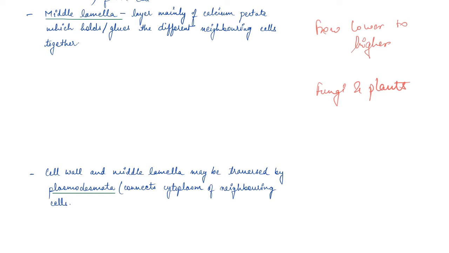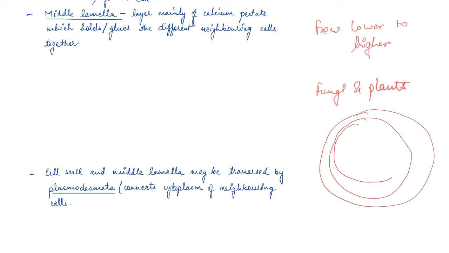Now, basically, the cell wall and the middle lamellae may be traversed by plasmodesmata, which connect the cytoplasm of neighboring cells. So, if you remember, while we saw the diagram of the cell, there was a cell wall, right? And inside was the cell membrane, and there were certain holes, certain openings. These openings were plasmodesmata. So this is present on the cell wall and it connects the cytoplasm of neighboring cells.